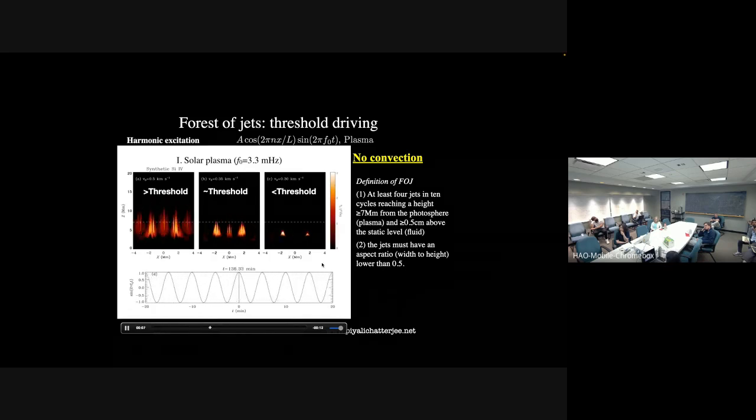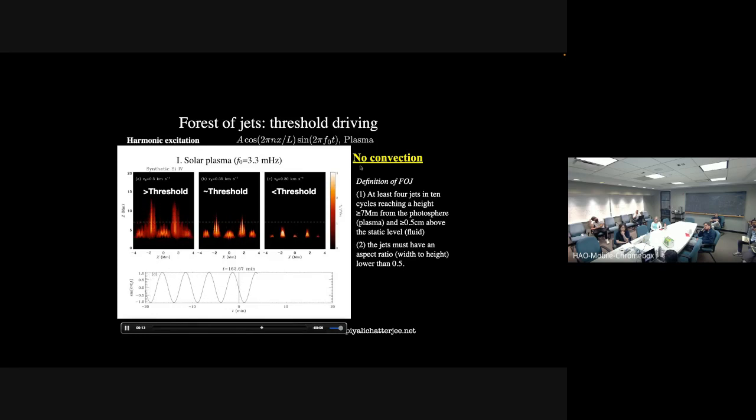So our definition is really liberal. We say that in 10 cycles of this sine omega t, in the 10 cycles, we should have at least 4 jets. And then we will say that there's a forest of jets. So it's a very, very nominal criteria.